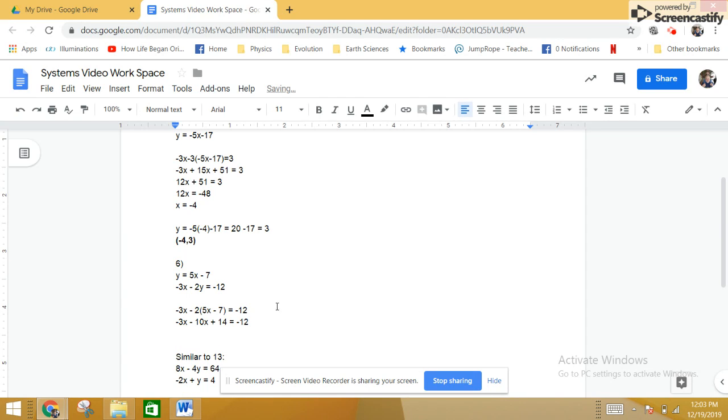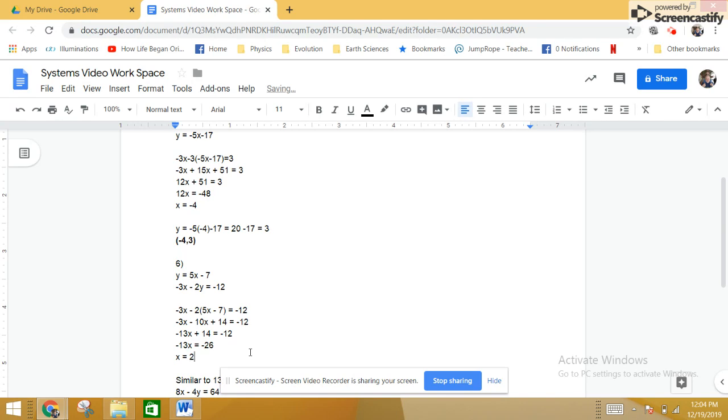And now I'm going to combine like terms. Negative 3x and negative 10x is negative 13x plus 14 equals negative 12. I'll subtract 14 from both sides. So I get negative 13x equals negative 12 minus 14, which is negative 26. I divide both sides by negative 13. X equals negative 26 divided by negative 13, or 2.